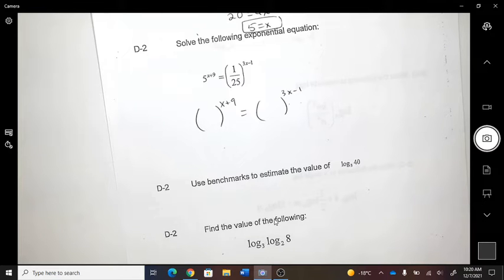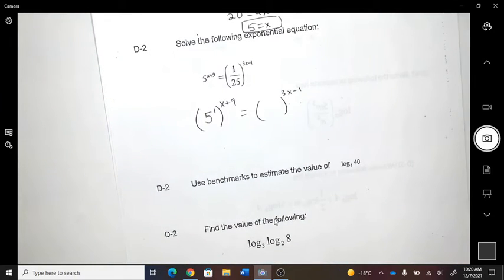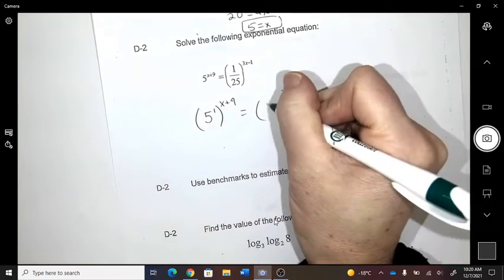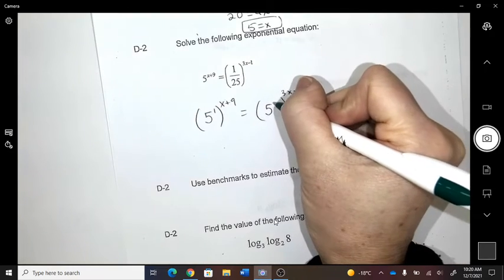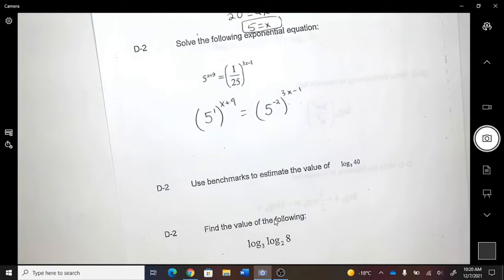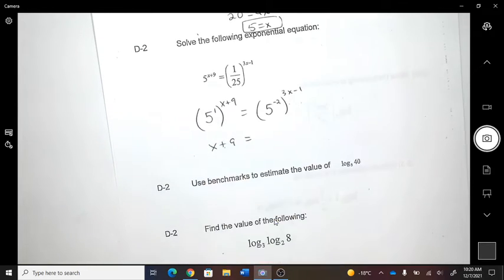I think we could use a 5, right? So 5 to the 1 or whatever, you don't need to really write that. And how do you rewrite this with a 5 base? 5 to the -2, okay, because negative moves it to the bottom. So now, if the bases are both 5, I can conclude, hey, the exponents just need to each equal. So the exponent x plus 9 has to equal the exponent.